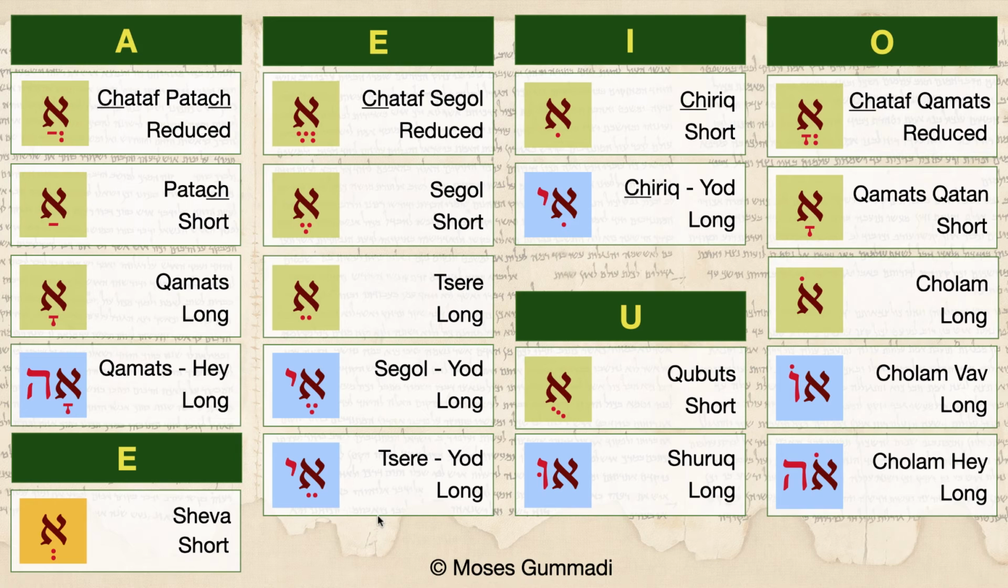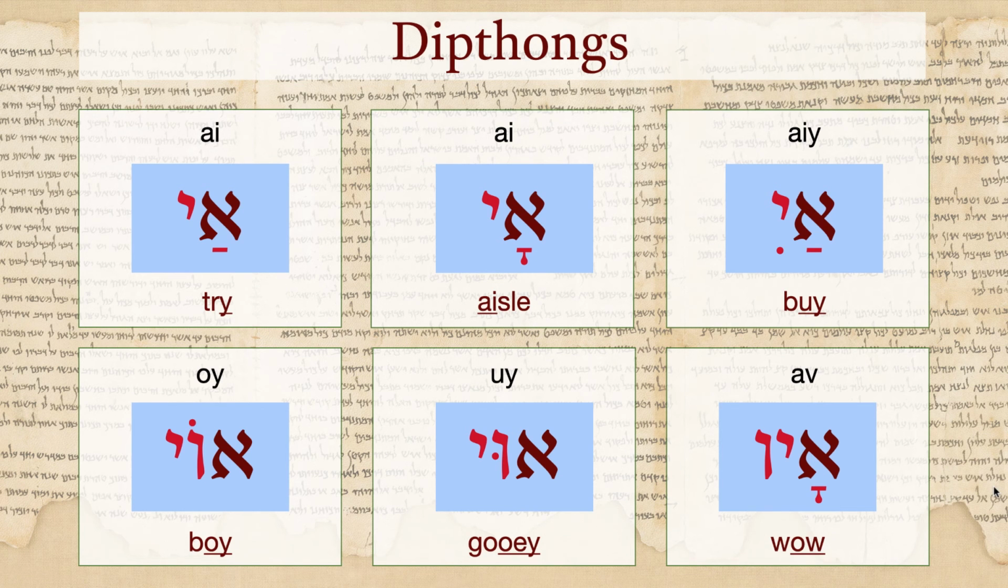Yod is sometimes also, the letter yod is pronounced as yud as well. So you might hear me saying yud sometimes, so don't worry, yod and yud are the same. Now the i sound is chirik, and the chirik yud. U is kubutz, shuruk. O is khataf kamatz, reduced, kamatz katan, cholam, cholam vav, cholam he. All of them are O sounds. Some are reduced, short, long. So it is a self-explanatory chart. I think this chart has all of the vowels that we have discussed so far.